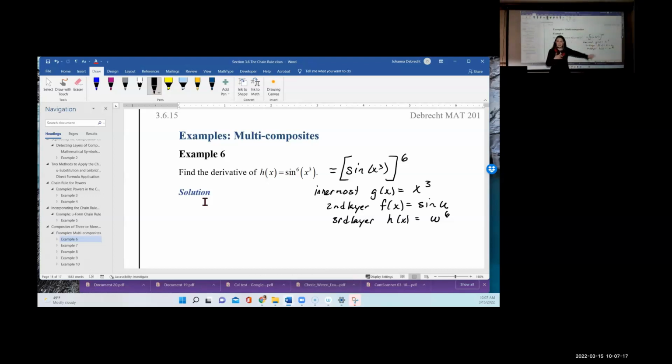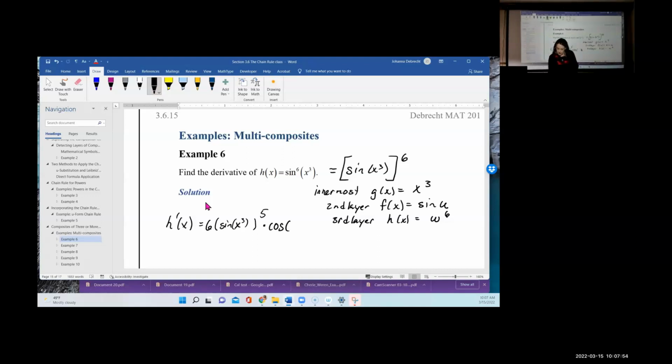You've got to peel from the outside in. So we're going to start here, and h prime is going to be 6 something to the 5th power. Freeze the inside. What was inside the 6th power was the sine of x cubed. That's frozen. Now we're going to multiply by the derivative of what was inside there. The next layer is sine. What's the derivative of sine? Cosine.